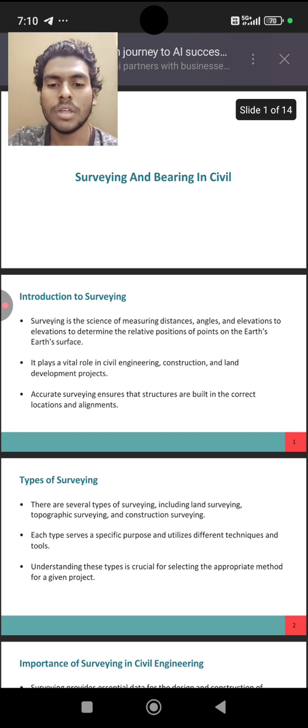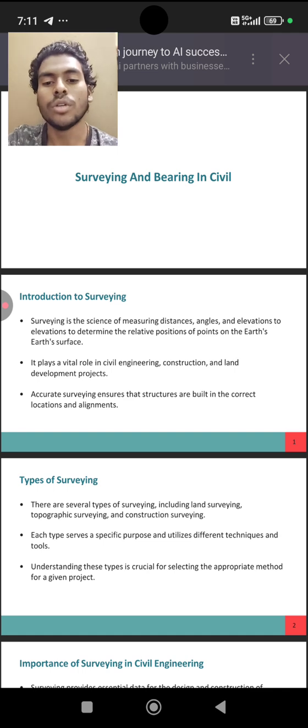Introduction to surveying. Surveying is the science of measuring distances, angles and elevations to determine the relative position of the point on the Earth's surface. So the basic point related to surveying is determining the relative position on the Earth's surface. It plays a vital role in civil engineering, construction and land development projects.